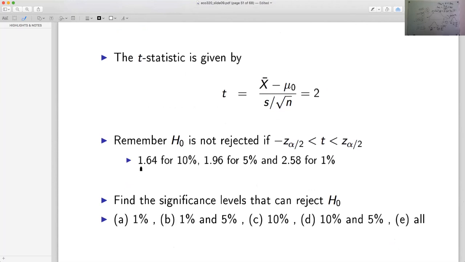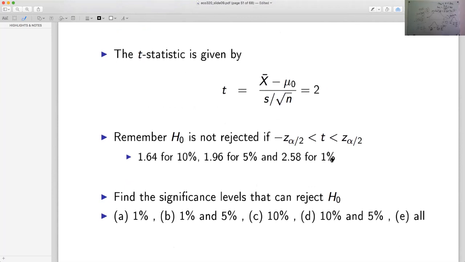1.64 is 10%, 1.96 is 5%, and 2.58 is 1%. Based on the second method we talked about, the range is negative 1.96 to 1.96. So this is slightly outside of the range. So you can reject the null hypothesis at 5%. That means you can also reject at the 10% level naturally. You don't have to say you reject the null hypothesis at 5% and 10%, because rejecting at 5% implies rejecting at 10% as well. However, you cannot reject at the 1% level.